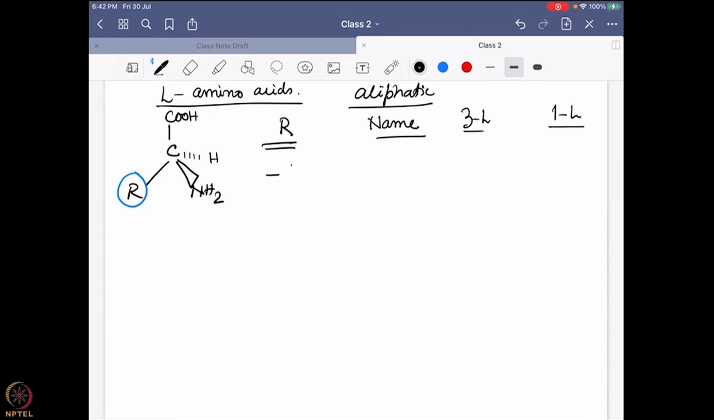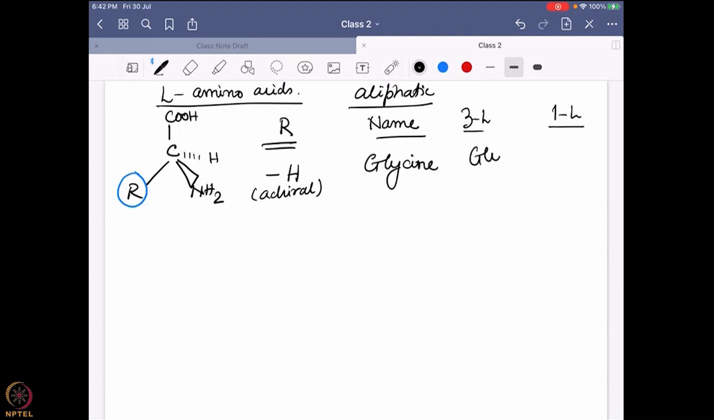So now you can imagine if I put a hydrogen in the place of R, that is not going to be a chiral molecule anymore, because it is going to have a sigma plane going through that carboxylic acid group, carbon and NH2 plane. So that is the only achiral amino acid. And the name of this amino acid is glycine.